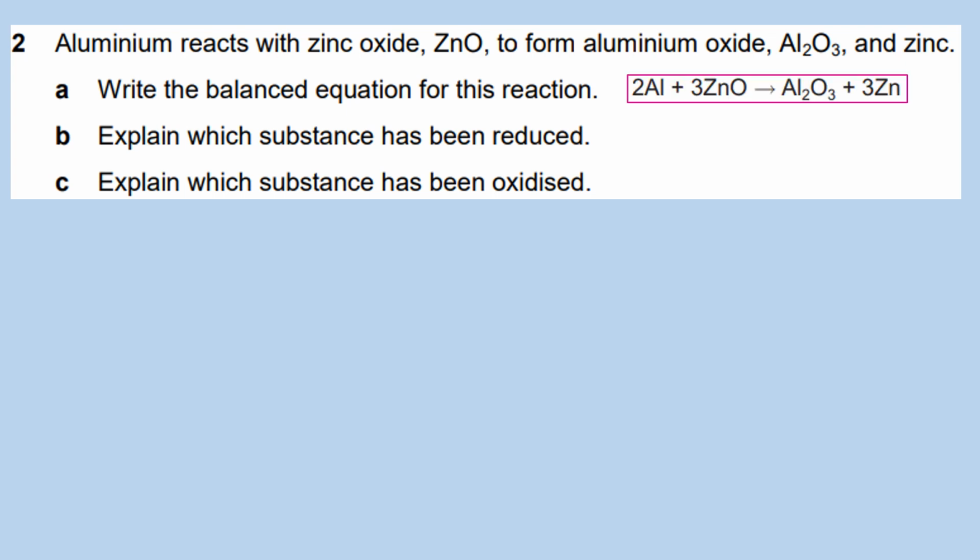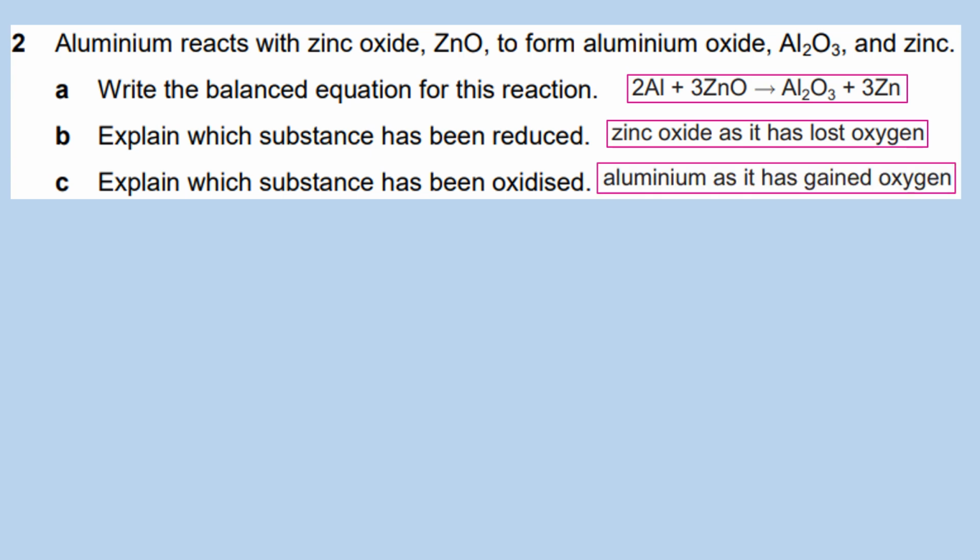Again, you're given aluminium, you know, is Al, zinc oxide is given to you, aluminium oxide is given to you, and Zn, you know, is zinc. Hopefully you're able to balance that equation. Explain which substance has been reduced. Zinc oxide, as it has lost oxygen. And the one that has been oxidized is aluminium, as it has gained oxygen.